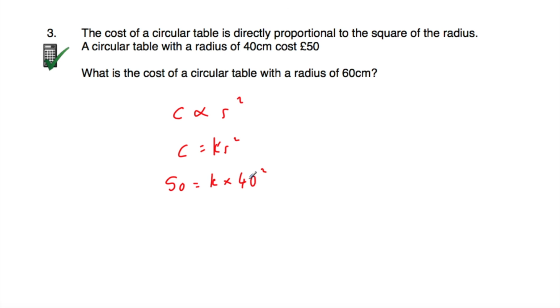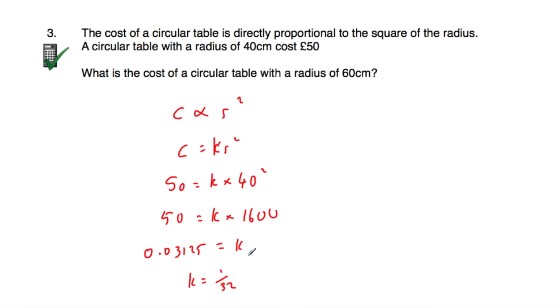And 40 squared, 40 times 40, is 1,600. It's a calculator question, so you can just type that into your calculator if you wanted to. So we've got 50 is equal to k multiplied by 40 squared, which is 1,600. Now we're going to divide both sides of the equation by 1,600. So 50 divided by 1,600 is equal to 0.03125, or 1/32, and that's equal to k. So that's great, we've got the constant of proportionality. k is equal to 0.03125, or k is equal to 1/32.